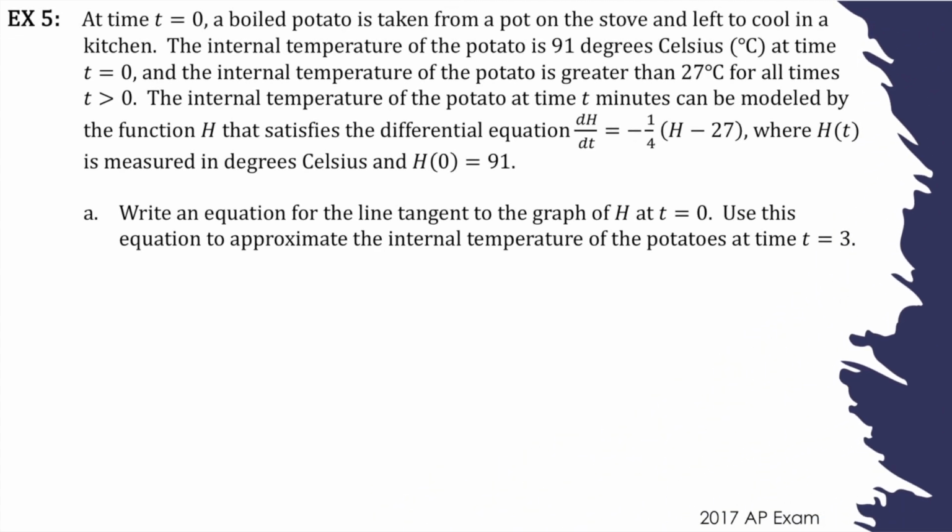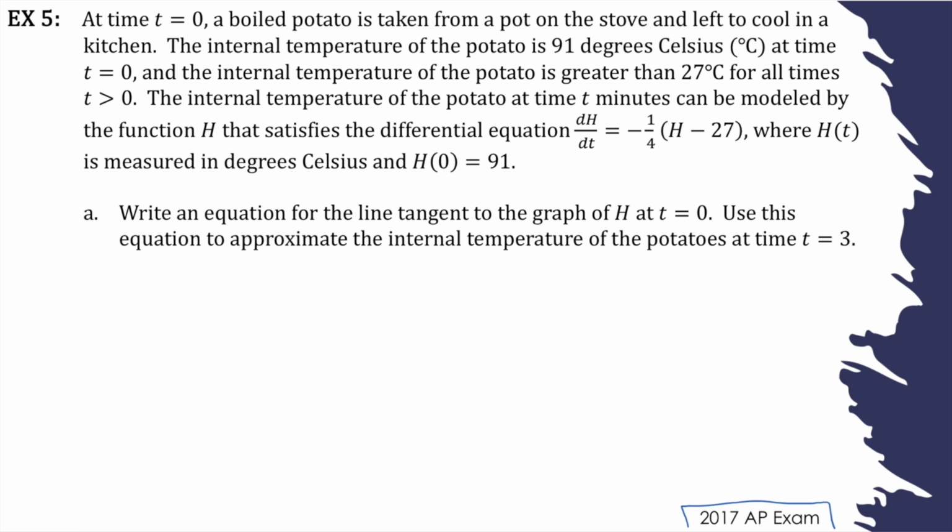All right, now this last problem we're going to work through was actually on the 2017 AP exam. There's all kinds of stuff going on with this one, so I like it. At time t equals 0, a boiled potato is taken from a pot on the stove and left to cool in a kitchen. The internal temperature of the potato is 91 degrees Celsius at time t equals 0, and the internal temperature of the potato is greater than 27 degrees Celsius for all times t greater than 0.